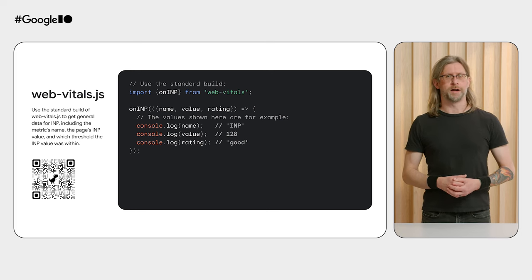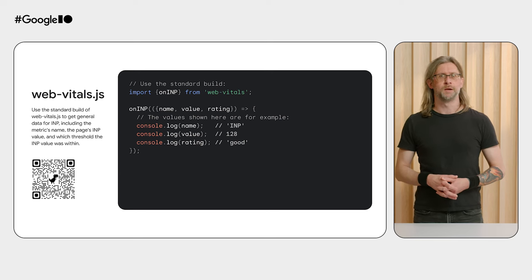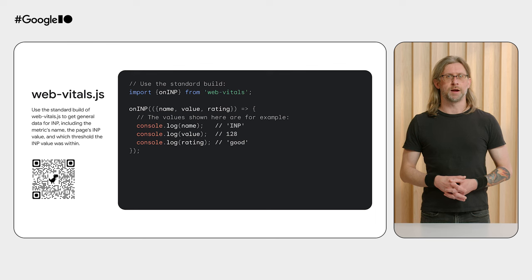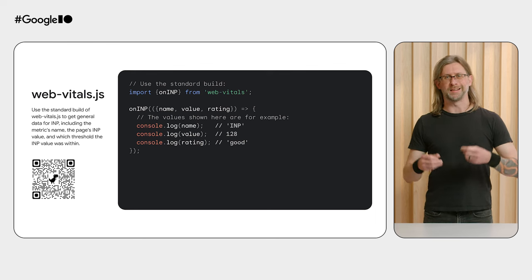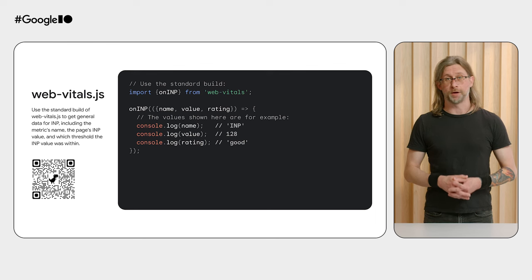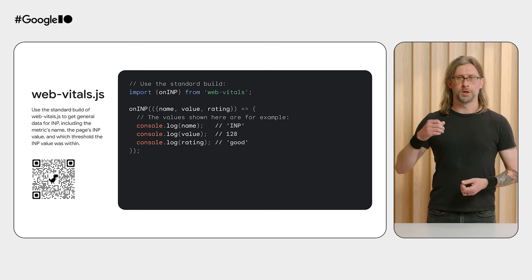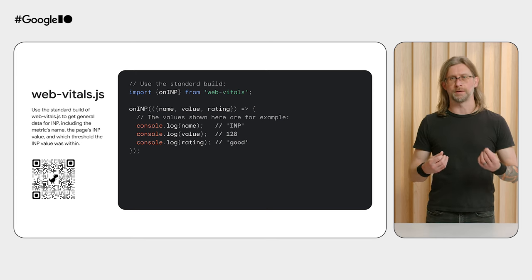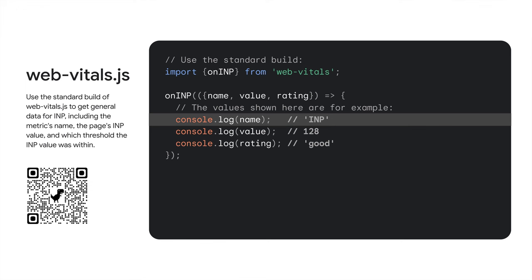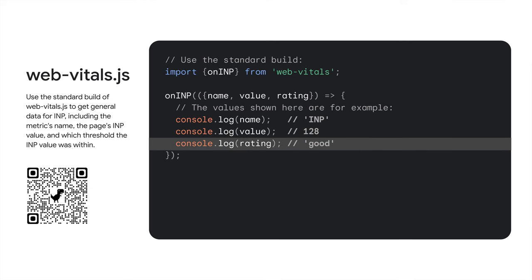If you're not familiar with web-vitals.js, let's start with the basics and focus on the simplest bits of data it provides. Every method available in this library reports data for a particular metric and accepts a callback as an argument. The callback provides an object of data for that metric. In this example, a callback is passed to the onINP method, which logs INP data to the console when the user leaves the page. This includes the name of the metric, INP in this case, the page's INP in milliseconds, and finally, the threshold that value falls within.